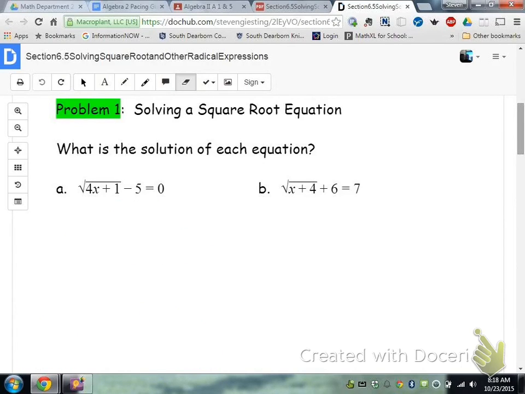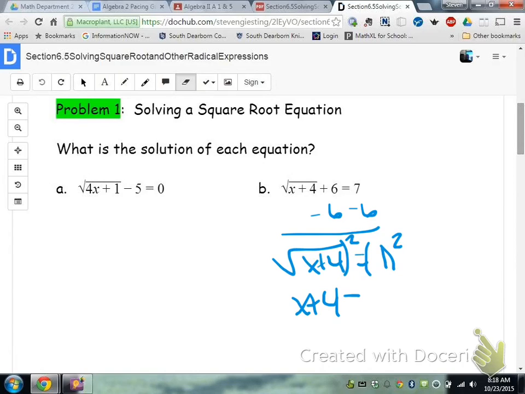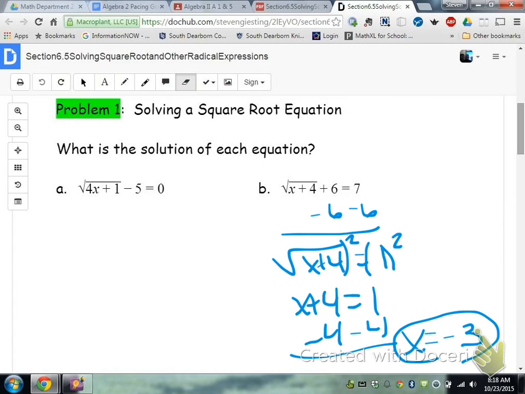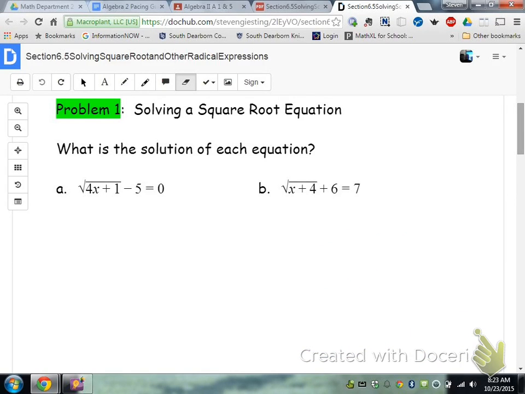So then I've seen most of you guys with this. So as you look at B, and you guys did a nice job on this, so again, we'll take away the 6. Square root of x plus 4 equals 1. Square both sides. And you do, in fact, get x equals negative 3. Okay. Questions on solving a square root equation? Okay.